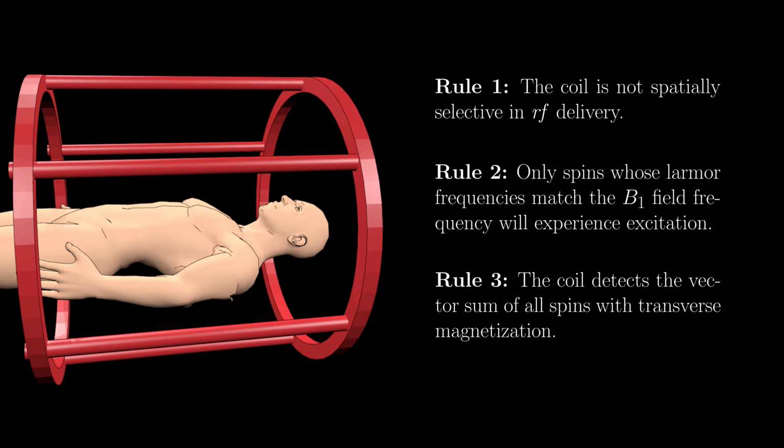The coil detects the vector sum of all the spins with transverse magnetization. So let's see how all this works. For our discussion today, I'm going to image 2 jars of water here called phantoms. Phantoms are just prepared samples with known geometries, T1s, T2s, etc., that you image for the purpose of sequence testing, quality control, or calibration, essentially non-living patient things.